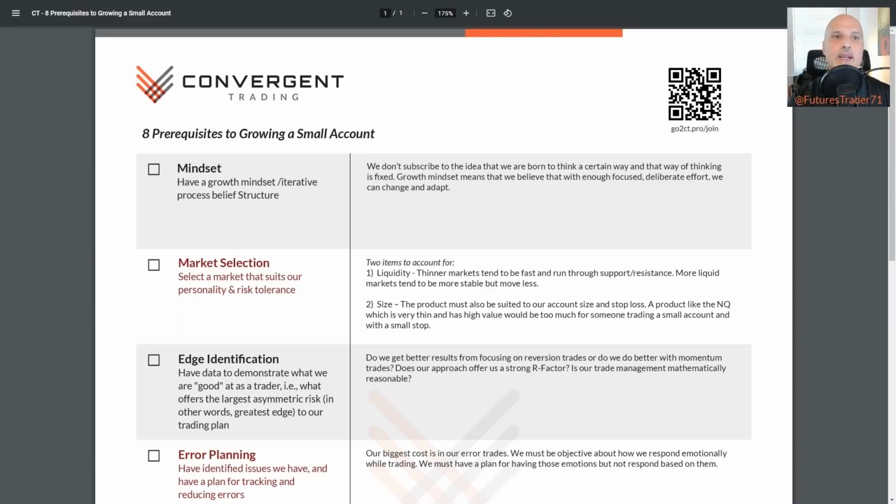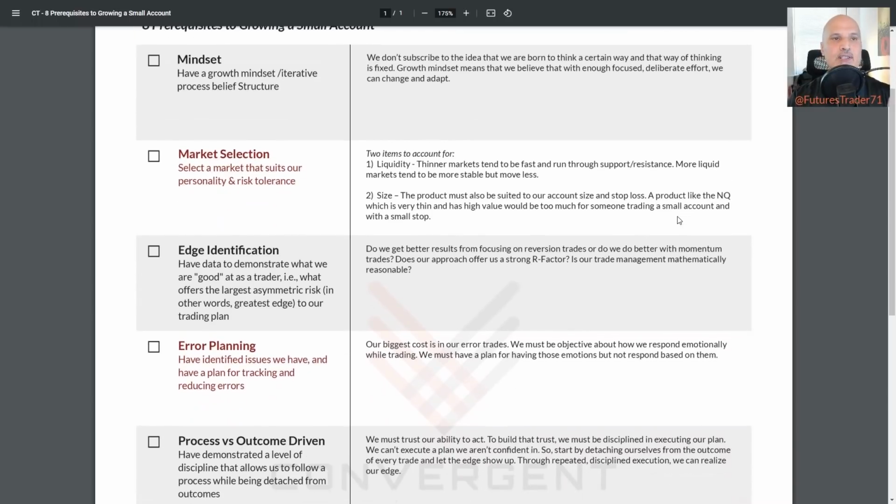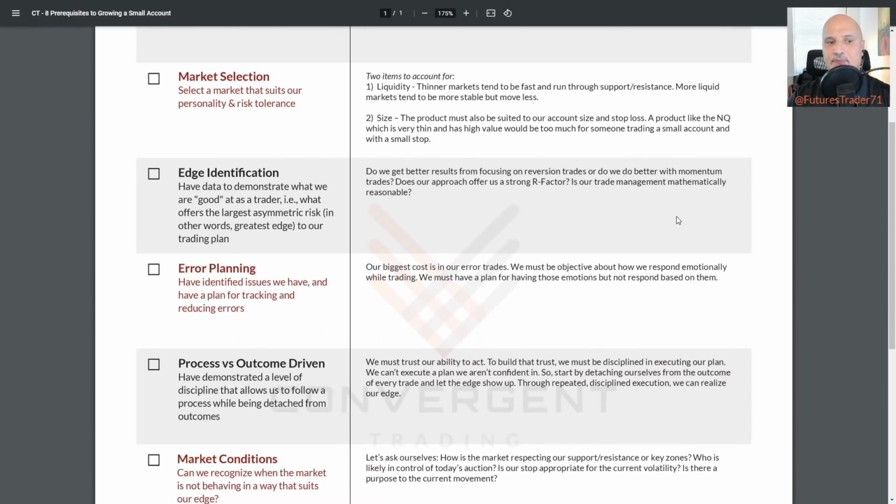Market selection is important. Liquidity, ES bonds, FTSE, Euro Stocks 50, those sorts of products have more liquidity and are better at respecting support, resistance, and so on. The edge identification. This is an iterative process that goes around and around, and it's really important to work this out initially on a chart, then on a simulator, and then walk forward in a micro environment.